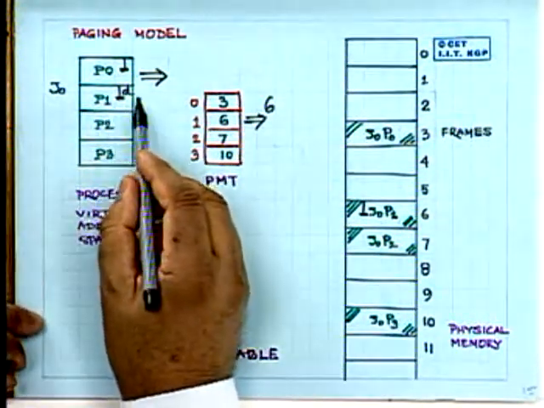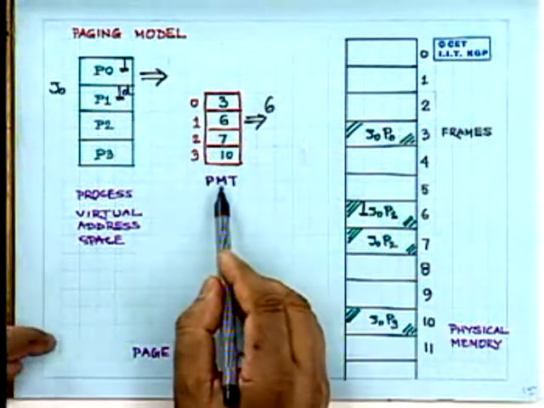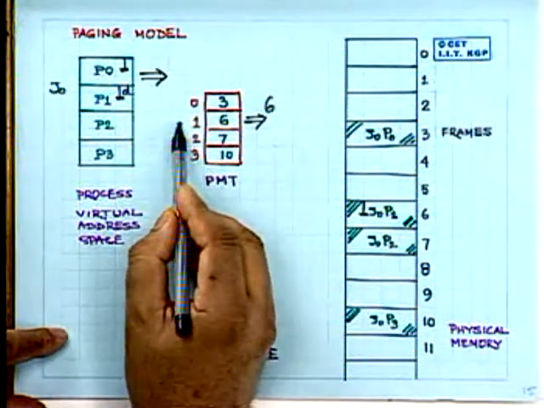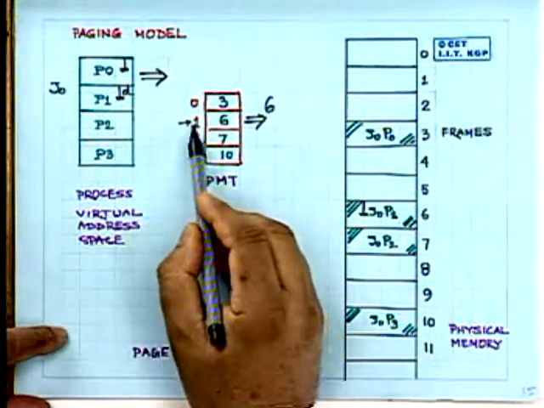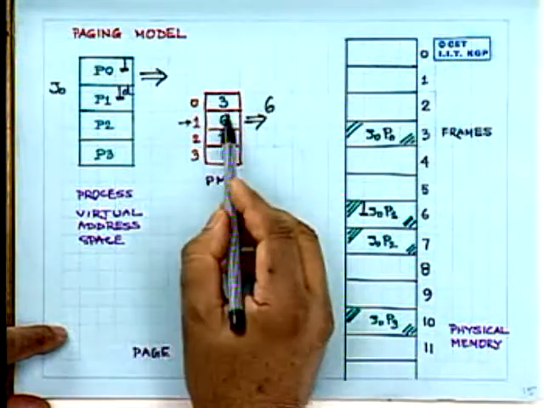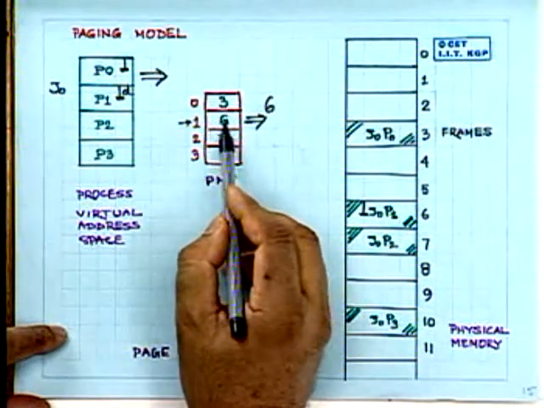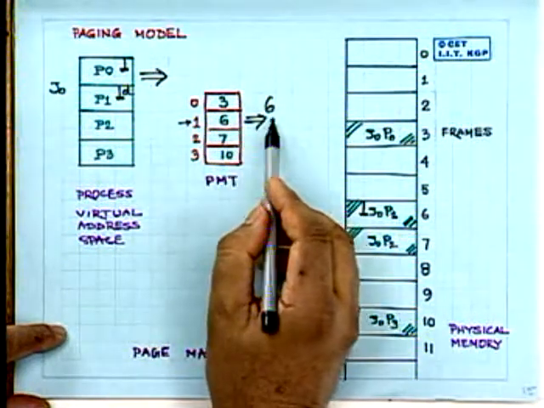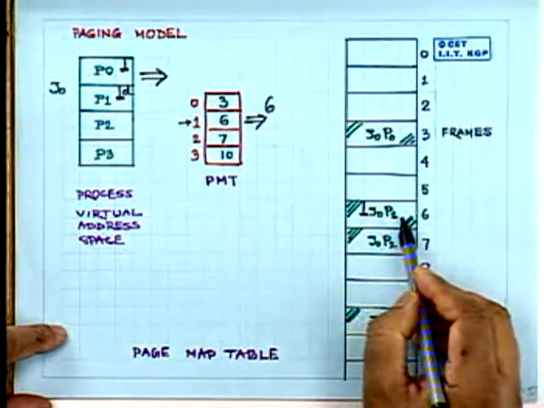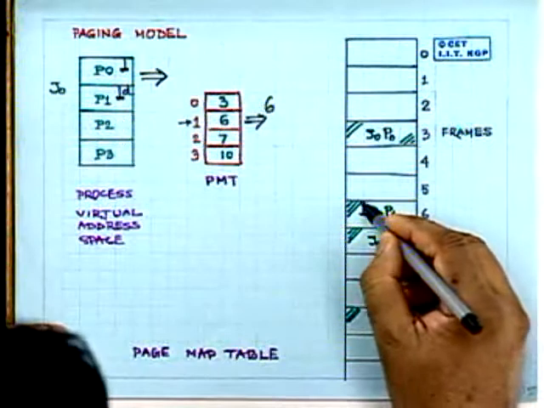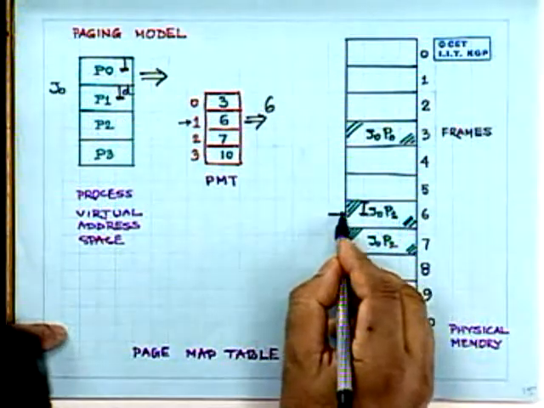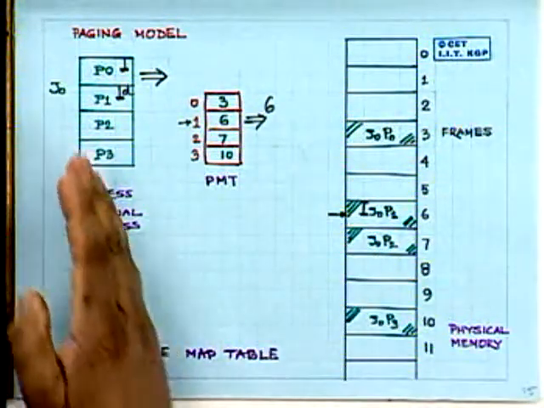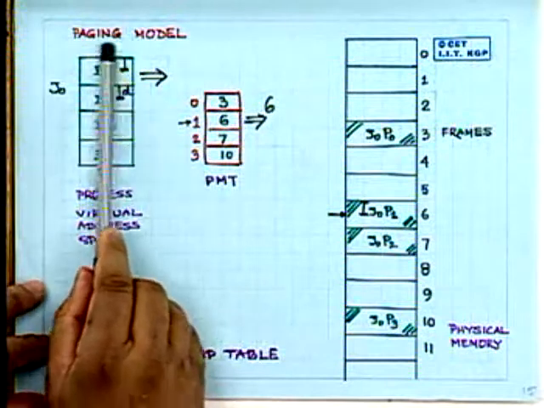That page number that comes out of it, we can consult this page map table using this page number as an index. That means this entry I consult, the operating system consults, the content of that particular location of the page map table is 6. That is taken as the frame number. The displacement remains the same. This displacement we take, and therefore we can come to this particular address to have ultimately the physical address.